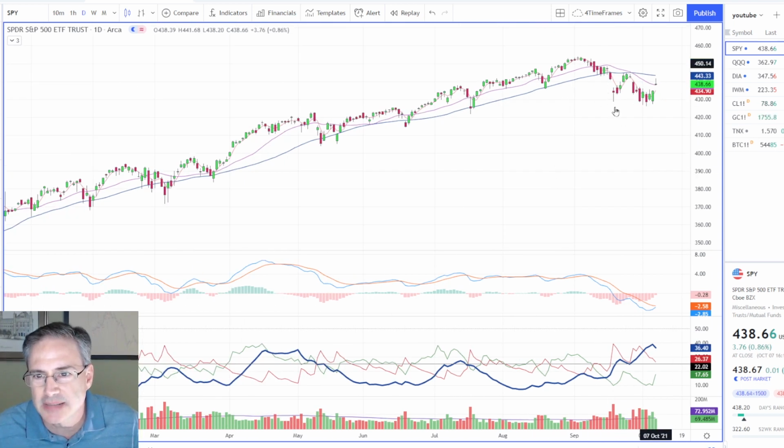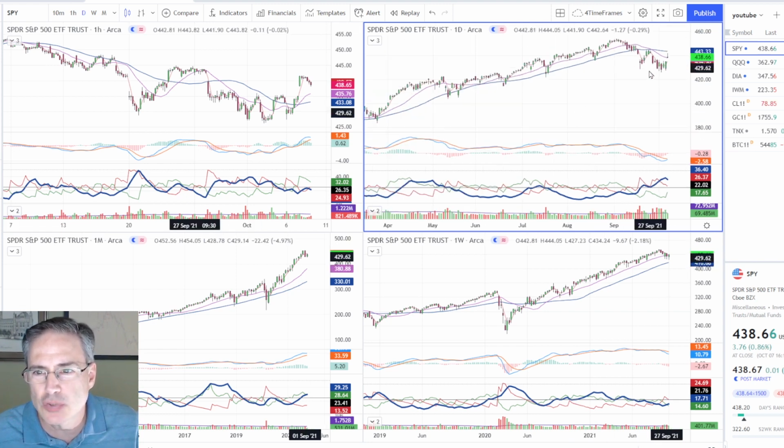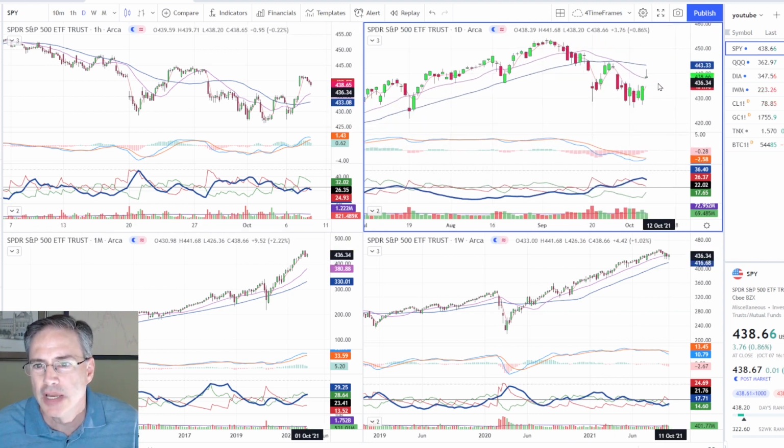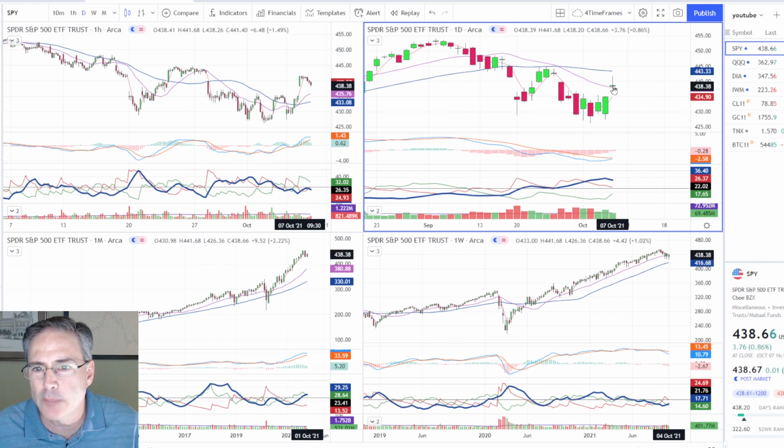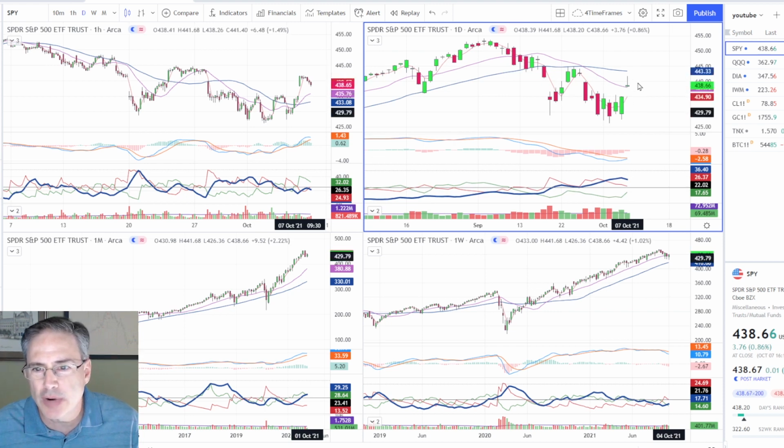I think this is going to take more time. So that's where I stand right now. I think we're in sort of a transitional phase. Now, if you look at what happened today, we had this gap up and had a really big day. And then by the end of the day, it came down pretty close to where it opened. So not a great finish. We'll have to see what happens on Friday.